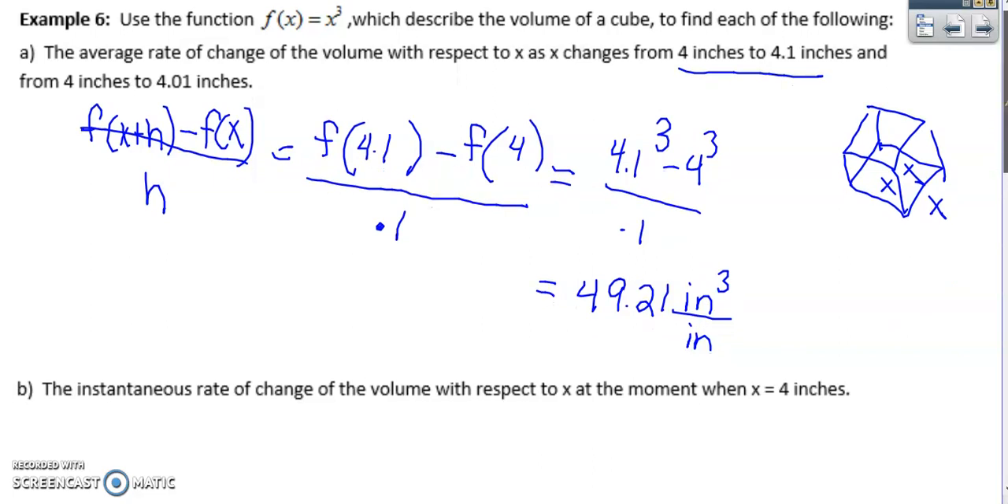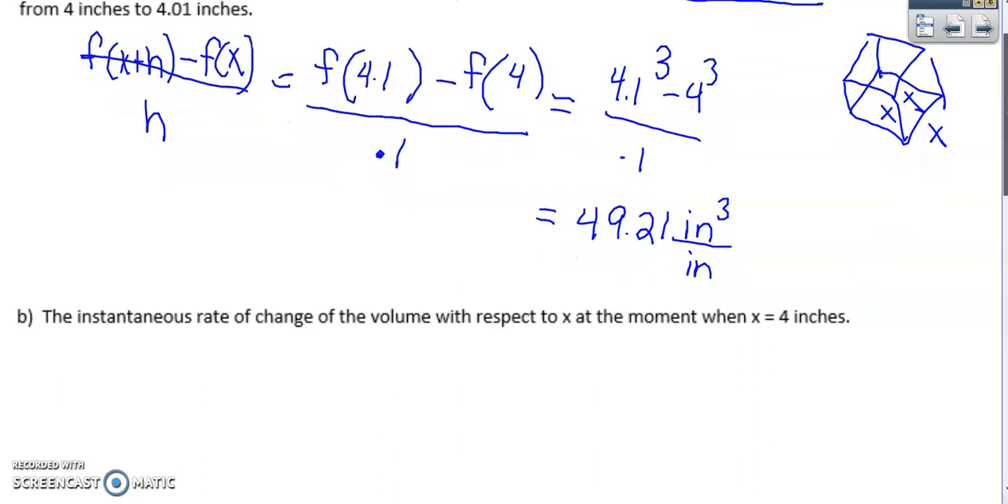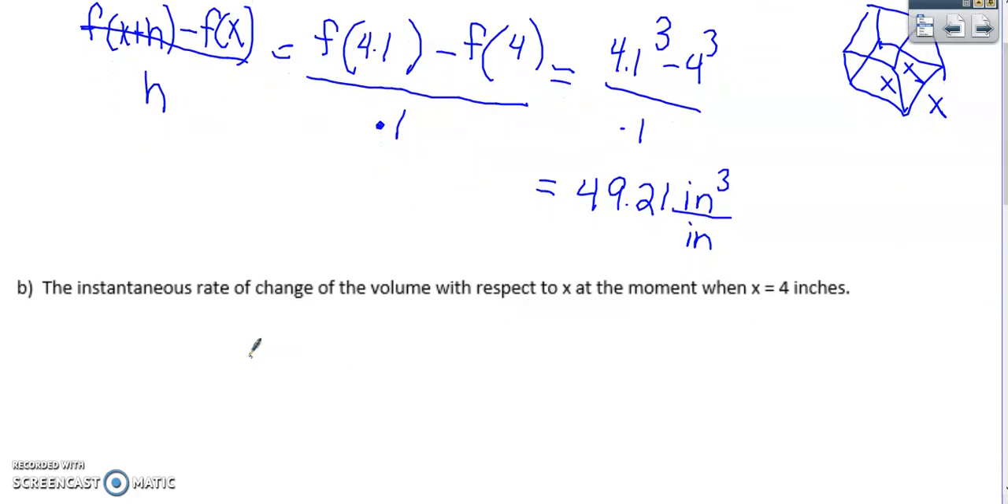With those cubic inches, the volume is changing over the inches. Thinking about the units in our actual fraction. So I like that problem just because you can see really what are the quantities we're dealing with. So then part B talks about the instantaneous rate of change of the volume with respect to x at the moment when x is 4 inches. So instantaneous rate of change, when we see that, that is the derivative.